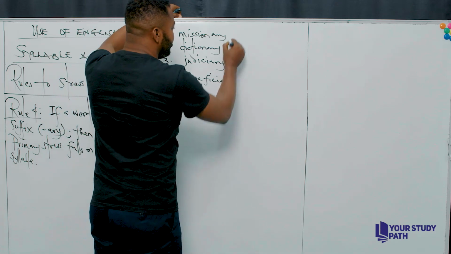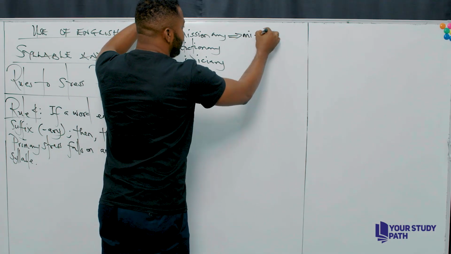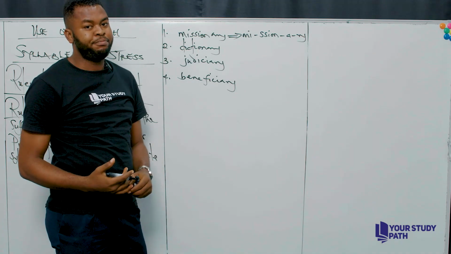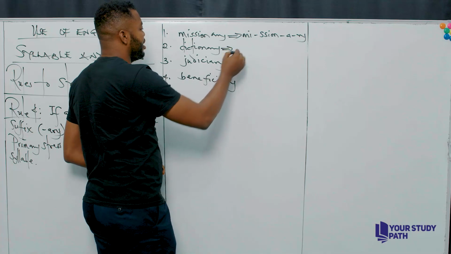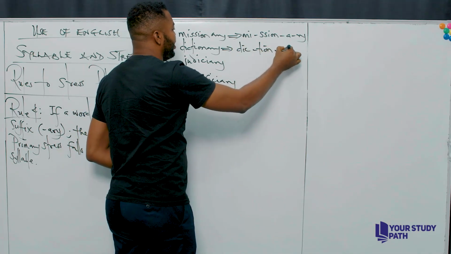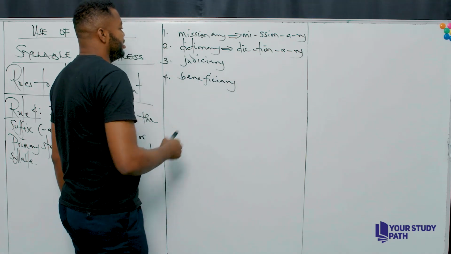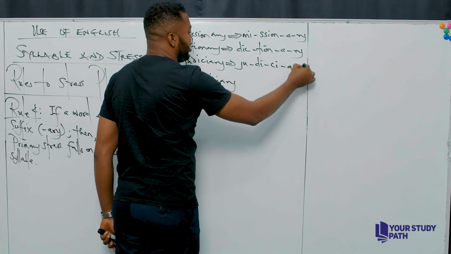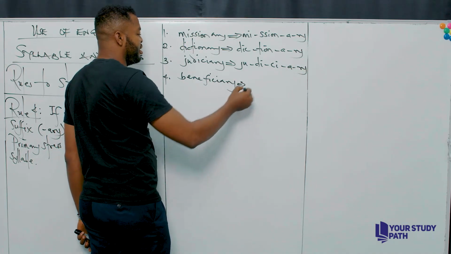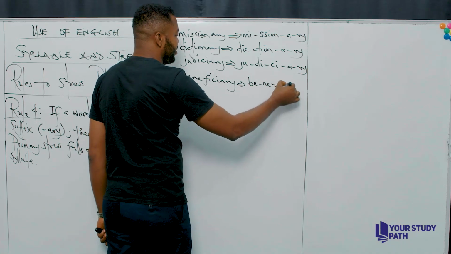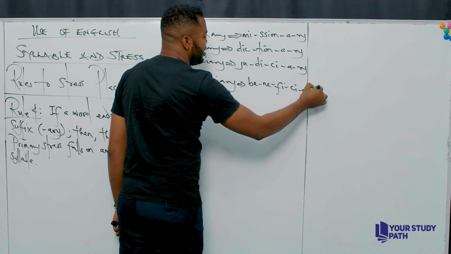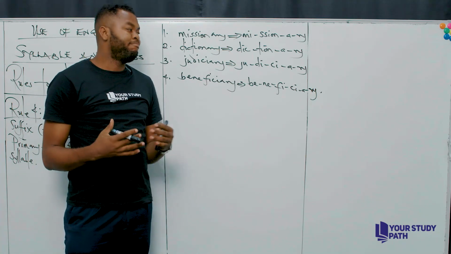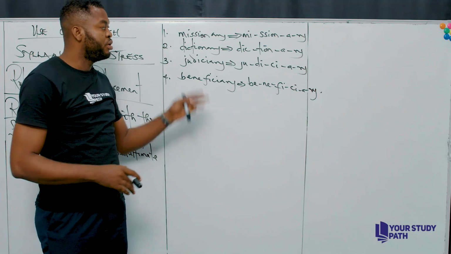Now, syllabic division for the word missionary is M-I-S-S-I-O-A, then R-Y. You can see that. So that's missionary. Now, in dictionary, you have D-I-C-T-I-O-N-A and R-Y, dictionary. Then judiciary, you have J-U-D-I-C-I-A-R-Y. Then you have beneficiary, B-E-N-E-F-I-C-I-A-R-Y. Okay. Now, look at these four words. I've actually indicated the syllabic division to each of the words.